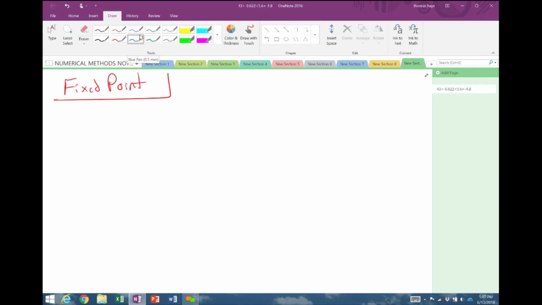Example problem 3.4. It says the lateral surface area S of a cone is given by S equals pi times R times the square root of R squared plus H squared, where R is the radius of the base and H is the height. Determine the radius of a cone that has a surface area of 1800 meters squared. So I guess it'd be S. And a height of 25 meters.